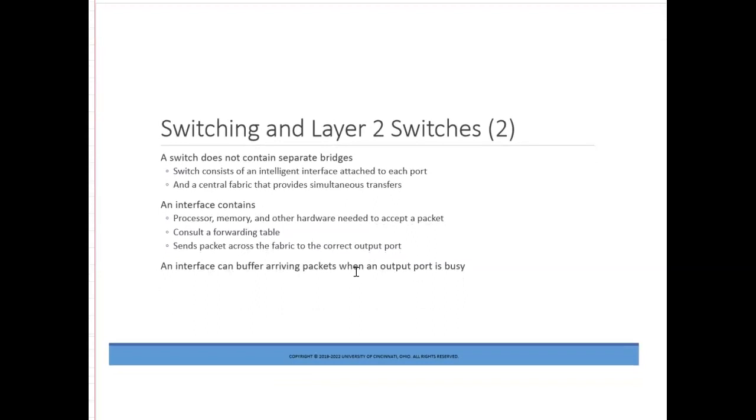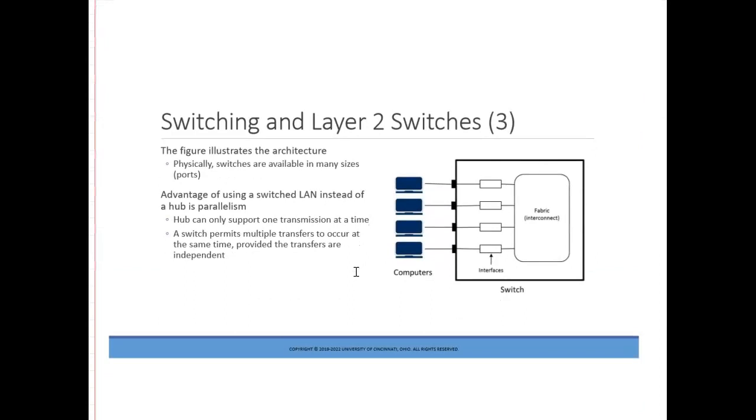A switch does not contain separate bridges. Instead, it consists of an intelligent interface attached to each port and a central fabric that provides simultaneous transfers. The interface contains a processor, memory, and other hardware needed to accept a packet, consult a forwarding table, and then send the packet across the fabric to the correct output port. Also, because an interface has memory, it can buffer arriving packets when an output port is busy. The figure illustrates this architecture.